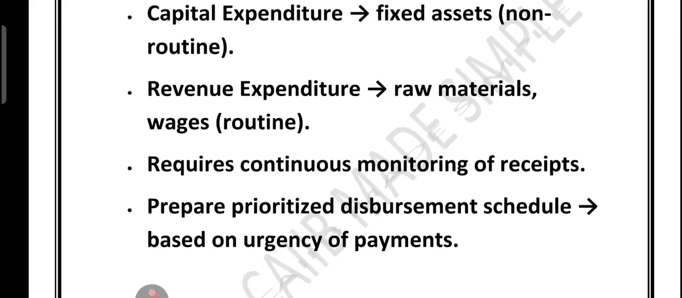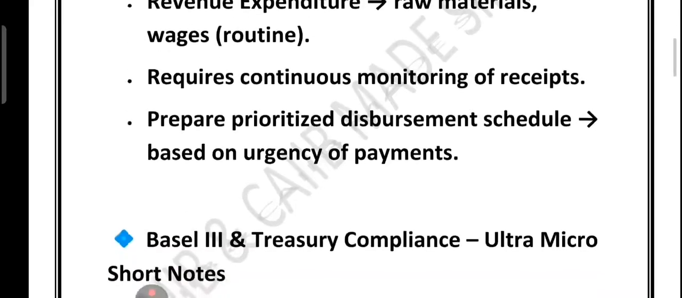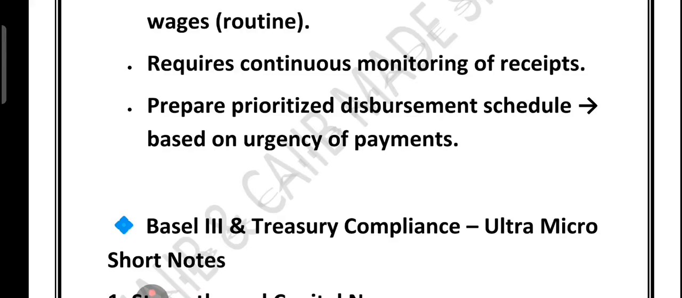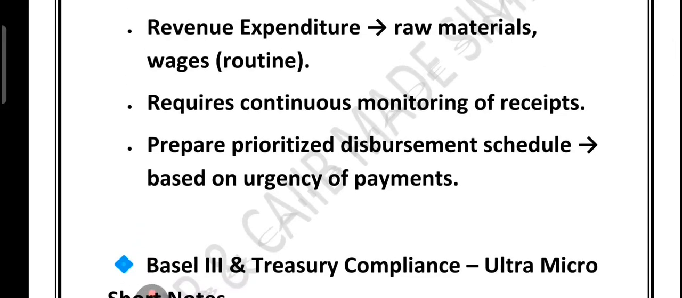And when we talk about revenue expenditure, receipts we have already talked about, now we are talking in the context of expenditure. Revenue expenditure covers regular operational costs like raw material cost, wages, and daily expenses. The treasury manager must continuously monitor the receipts and maintain a prioritized disbursement schedule, ensuring that payments are made based on urgency and importance.